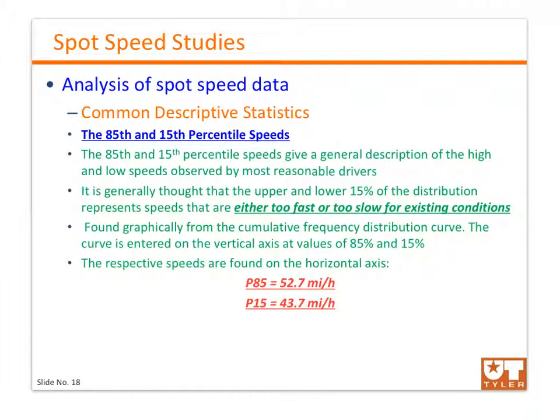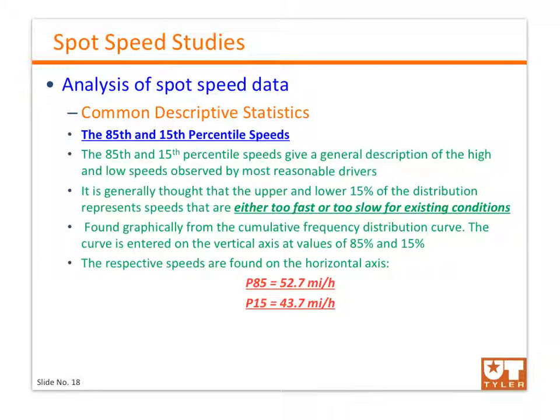The last two common descriptive statistics that we are interested in any spot speed study are the 85th and the 15th percentile speeds. Those two percentile speeds typically give a general description of the high and low speeds observed by most of the reasonable drivers. We're not talking about crazy drivers who are going to drive 100 miles per hour on a 75 miles per hour limit, or 10 miles per hour if it's a 50 miles per hour speed limit. It's the 85th to 15th percentile. It is generally thought that the upper and lower 15% of the distribution represent speeds that are either too fast or too slow for existing conditions.